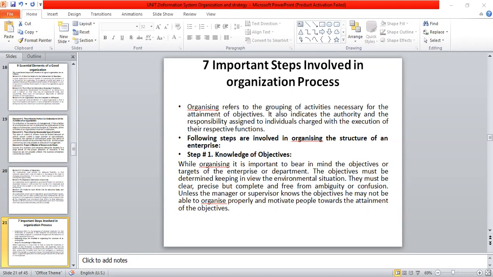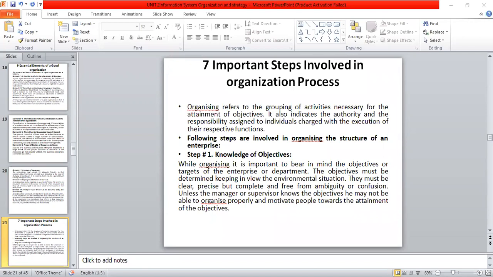The sixth step, delegation of required authority. In every organization there are various levels, and according to the level, they have some responsibilities and authorities. So you should have a proper idea regarding the responsibilities and authority of the respective person.